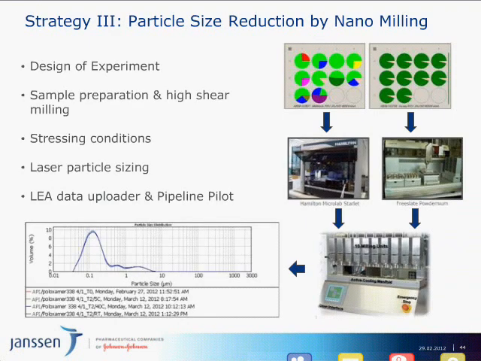As last, there is a third strategy to improve the dissolution rate, and that is particle size reduction. We do this with nanomilling, so we're going to mill this compound to the nanometer range. And we're going to stress these nanosuspensions too. We're measuring the particle size of these nanosuspensions with the Malvern laser diffraction meter. And we will also upload all our results in the LEA database. And we can generate a report with Pipeline Pilot. This nanomilling is a high-shear milling process.